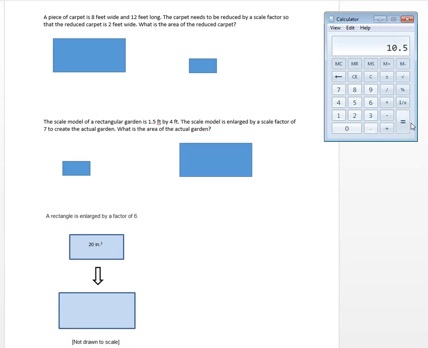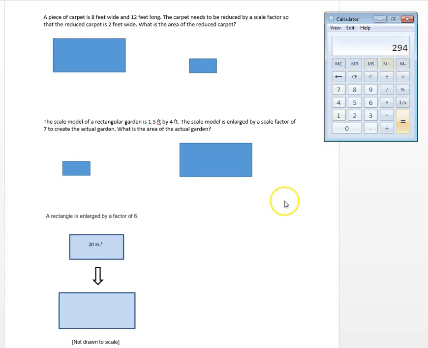foot long width. Now we're going to take the 4 feet, which is the length, we're going to multiply it by the same scale factor, and we'll get 28 for the length. Now remember, the width was 10.5, so we're going to multiply our length and width, which means 28 times 10.5, and that will give us 294 square feet for our new total.